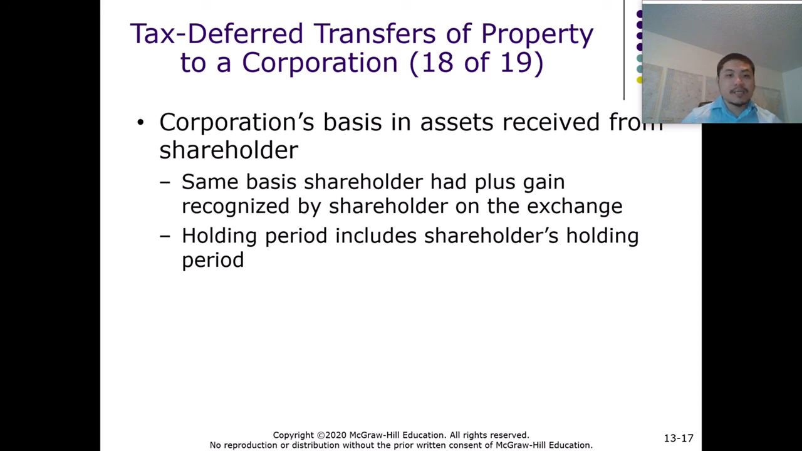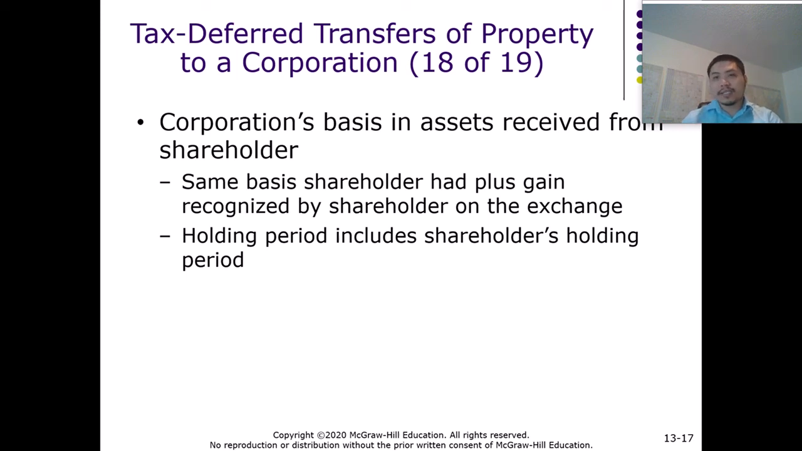So basically, the basis of the asset usually is the basis that the shareholder has on the property plus the gain recognized, if any, by the shareholders. And then usually the holding period of the asset that the corporation just received from the shareholders also includes the shareholder's holding period, right?